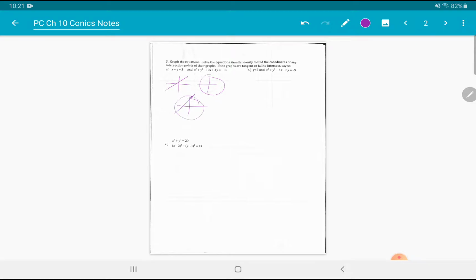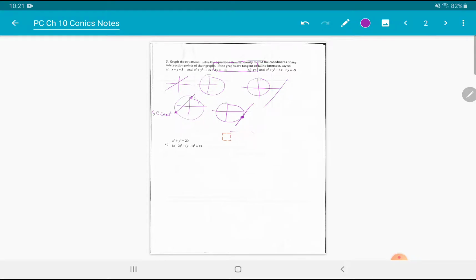Keep in mind, if a line intersects a circle at two locations, we call that a secant line. If a line and a circle intersect such that the line just grazes the circle, or just touches it, intersecting it at one location, we call this a tangent line. So in the directions, when it says if the graph is tangent, make sure you say so. Keep in mind you also have a third possibility, that maybe the line doesn't even intersect the circle at all.